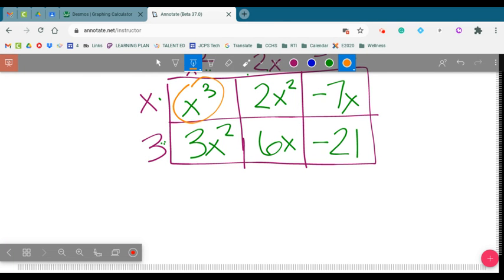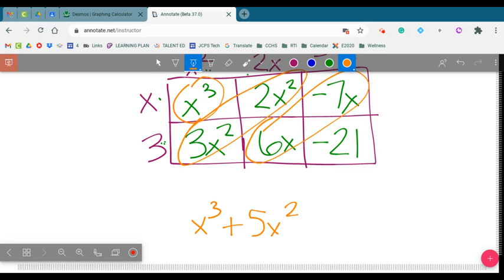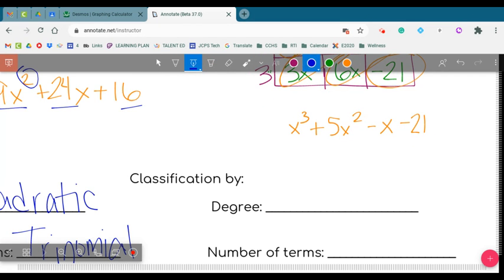So then x cubed, there's nothing to combine. And then combine your diagonals. So 2x squared and 3x squared is 5x squared. 6x and negative 7x is negative x, and then negative 21 gets tacked on the end. So the top left, the top right and the bottom right just go on the ends, and then the middle diagonals you can combine. Biggest exponent is 3, cubic, and I have 1, 2, 3, 4 terms. So this is a polynomial.